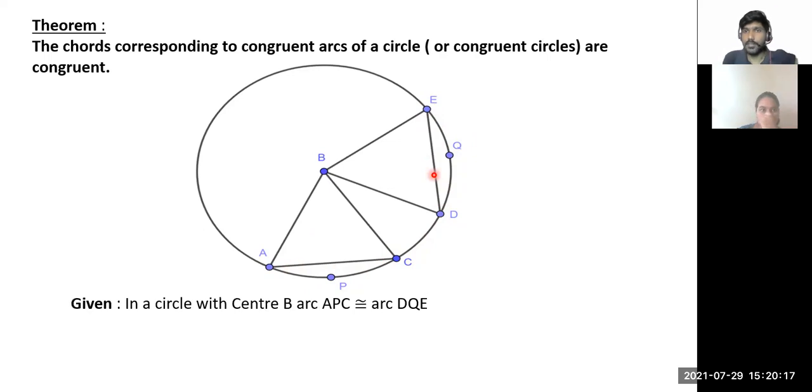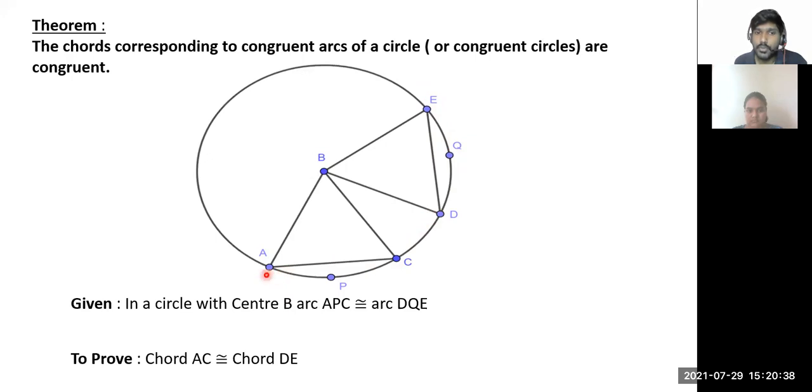So we'll start with the proof now. Whenever you start a proof, always start by writing what is given. In the circle with center B, arc APC is congruent to arc EQC. This is given right in the statement itself. What you have to prove is that chord AC is congruent to chord DE. Fine up to here?